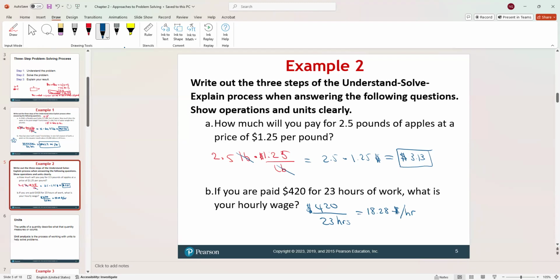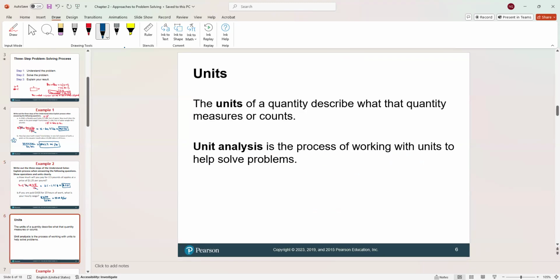Units are very important. In the examples, as you can see, the first one we used feet, right? And pounds. But did we talk about units? Yeah, because units are important, all right? The units always associate with the numbers. The units of a quantity describe what that quantity measures or counts. So that's how we define it right there.